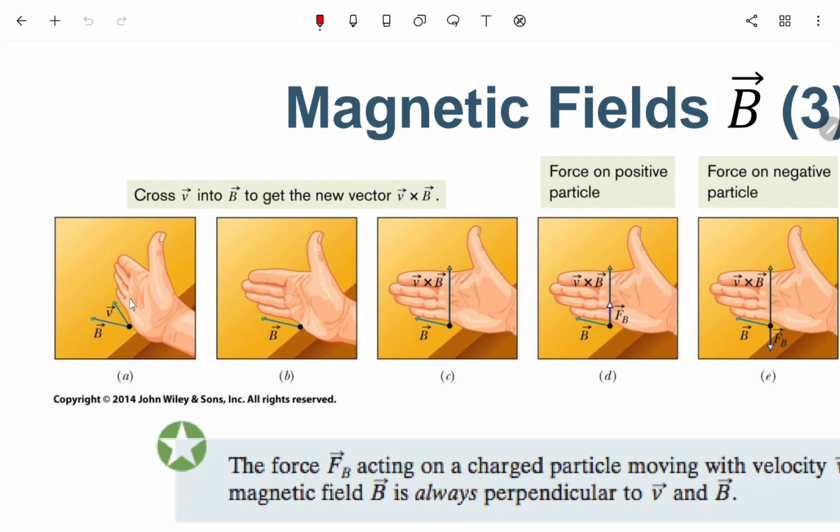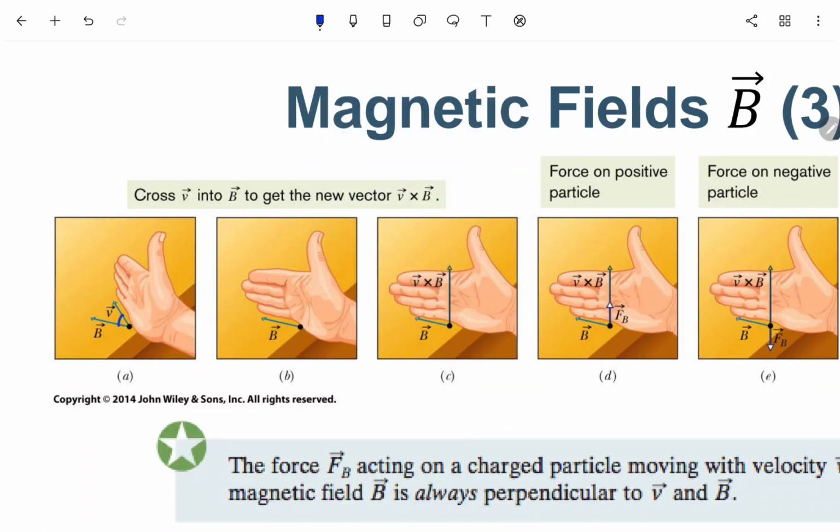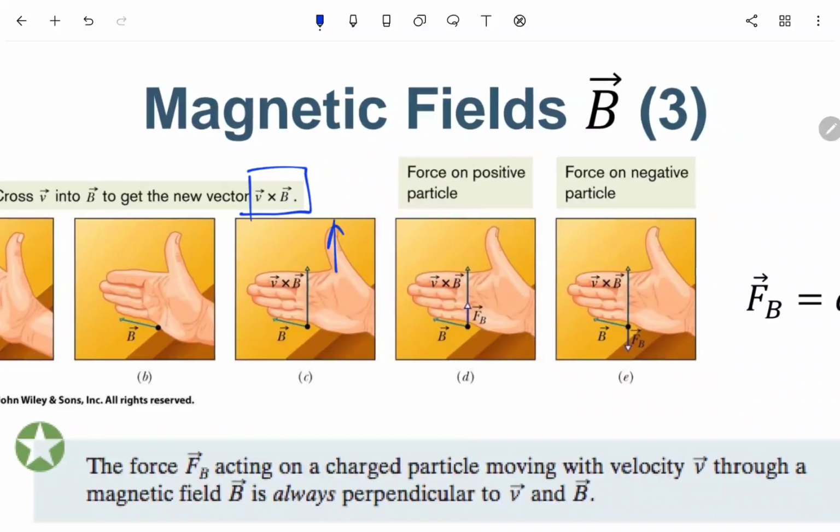Okay, you just use your forefinger pointing to the first vector, and then you swing it to the second one. Just bear in mind that this angle should be between 0 and 180 degrees, and then your thumb will be pointing to the V cross B direction. This direction is only the direction of V cross B.